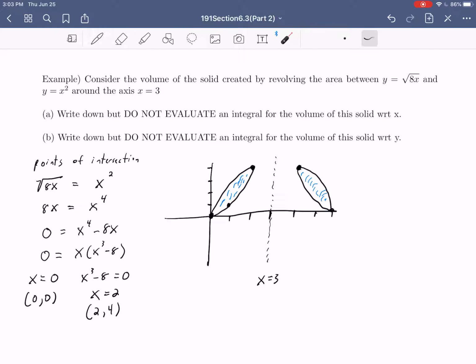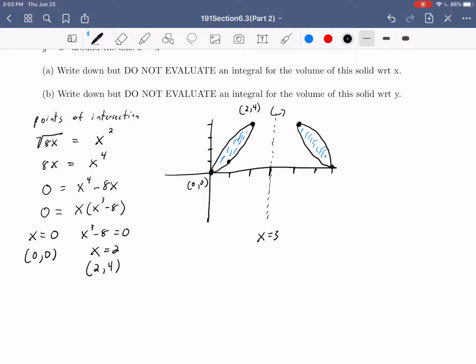Okay, so at this point, we haven't done anything related to actually coming up with a volume or a method. We're just trying to get a sense of the drawing here. And again, it might be a good idea just to label those corners (0, 0), and of course this one here was (2, 4). Okay, so let's go ahead and start with A here.